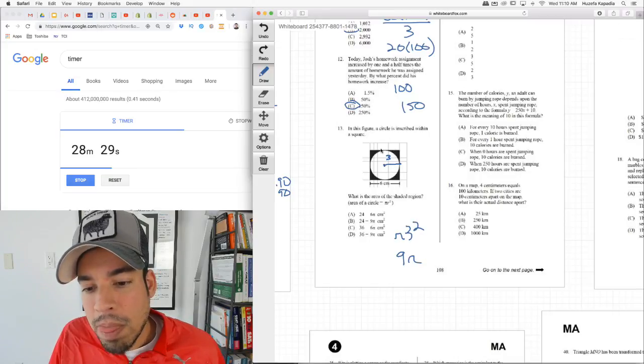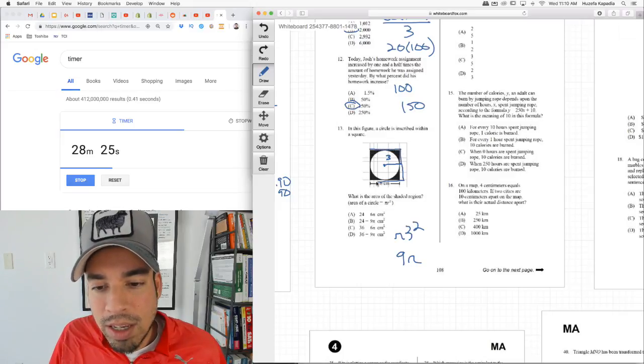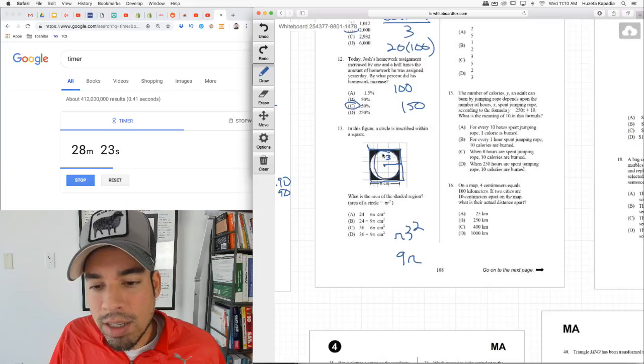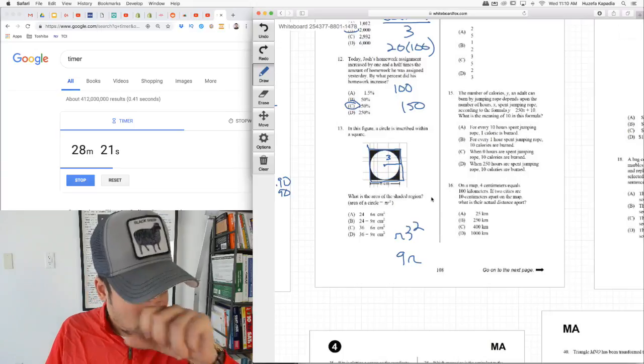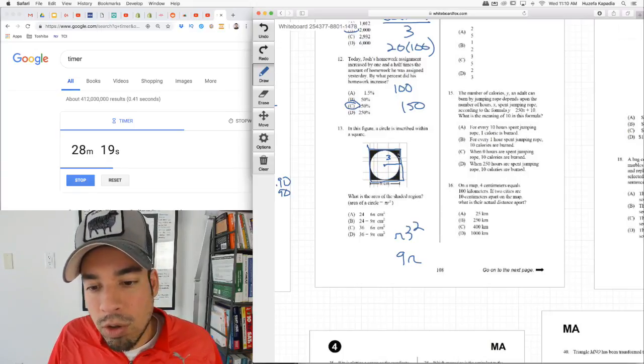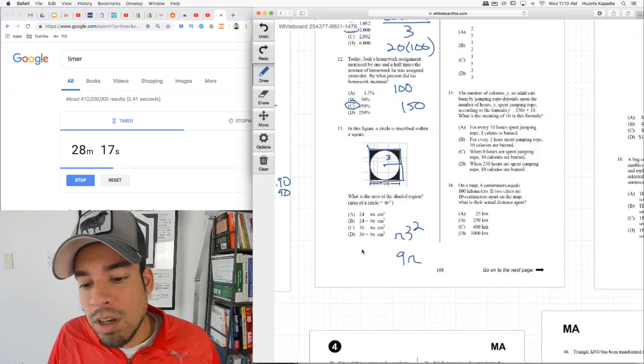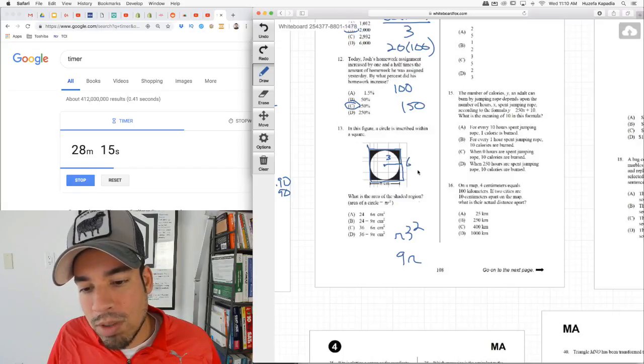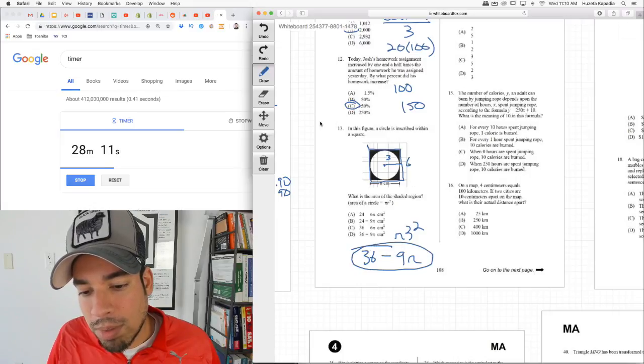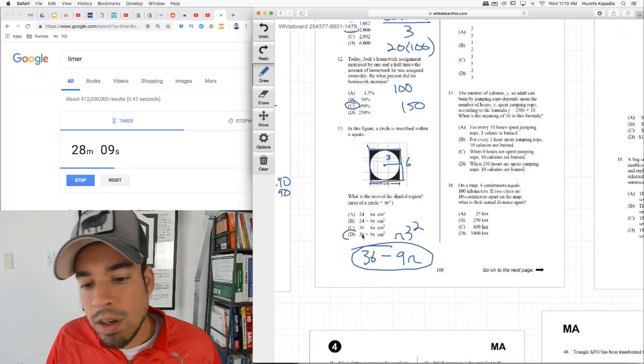But we want the shaded part. So what are we doing? We're taking the area of this whole square, and we're cutting out this circle, meaning we're subtracting the circle. What's the area of the whole square? Well, it's a 6 by 6. So length times width, 6 times 6, right, is 36 minus 9 pi. And there we go, which is D.